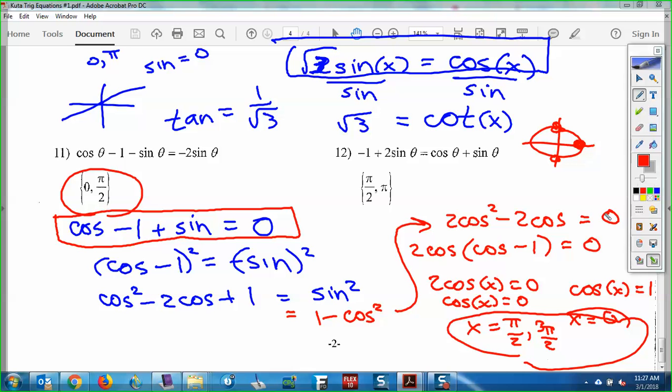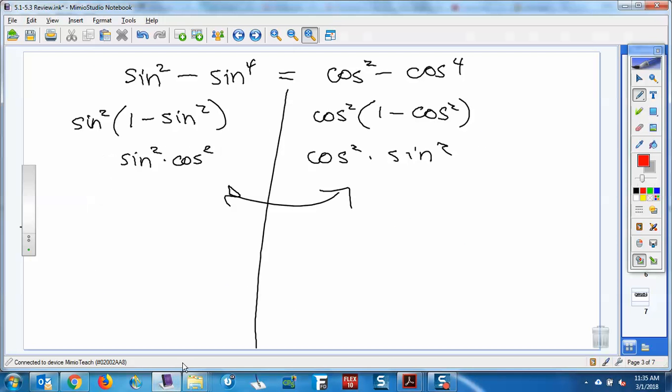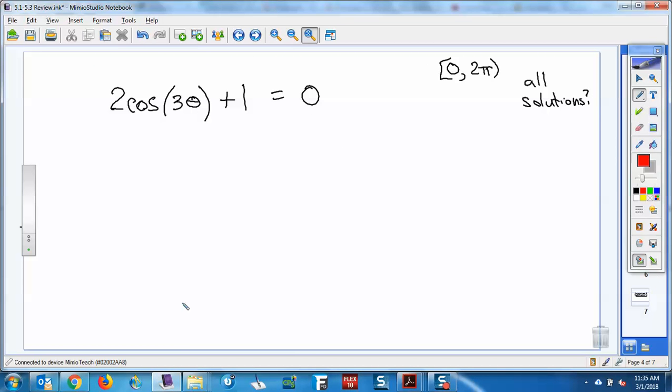Okay, all right. Let's try a few here, just a couple of different ones that I've got here. So this is one of those with a 3 in it. We didn't really have any of those on this worksheet, so I want to review that idea with you here. So let's go ahead and try that.